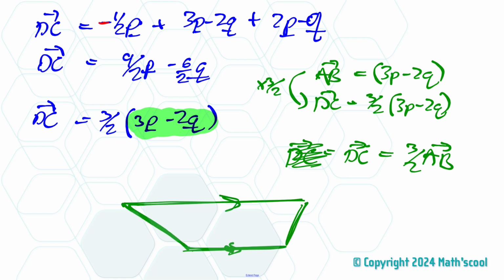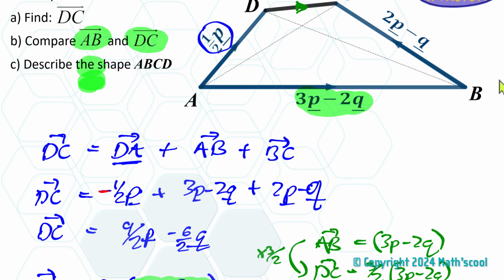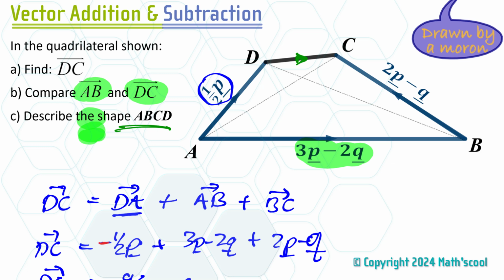In either case, if you've got two parallel sides, that leads you to a trapezium. So it says describe the shape ABCD. It's a trapezium.